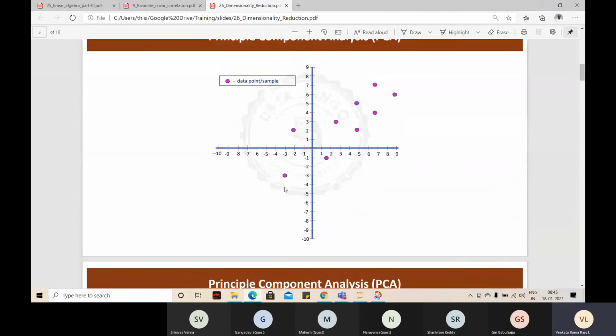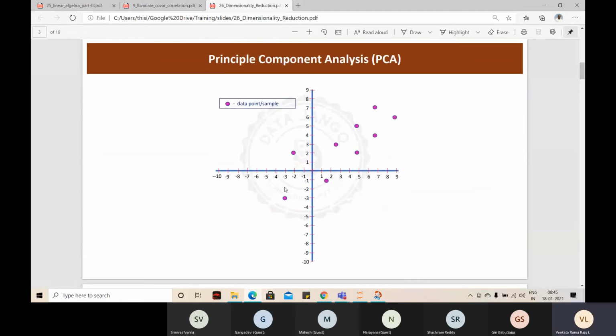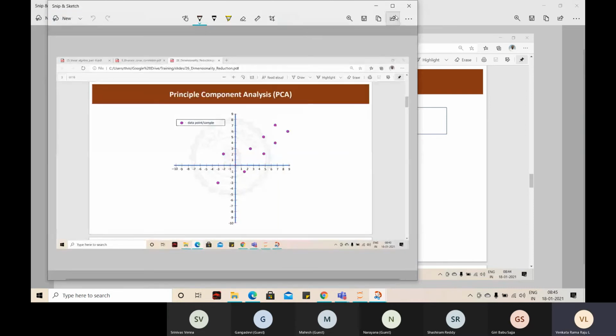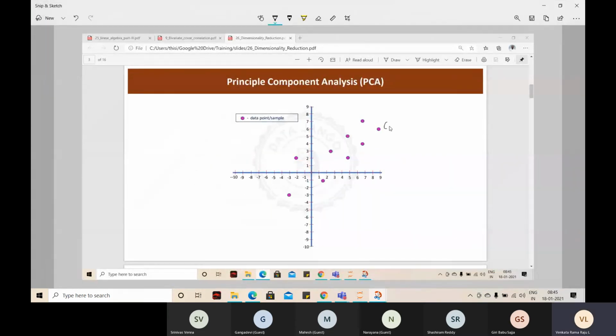So I said that, let me take a screenshot of this one also. So I said that this data point is 9, 6. Right? This data point is 7, 7.5. This data point is maybe 6.9, 4. Right? Like that. Okay.